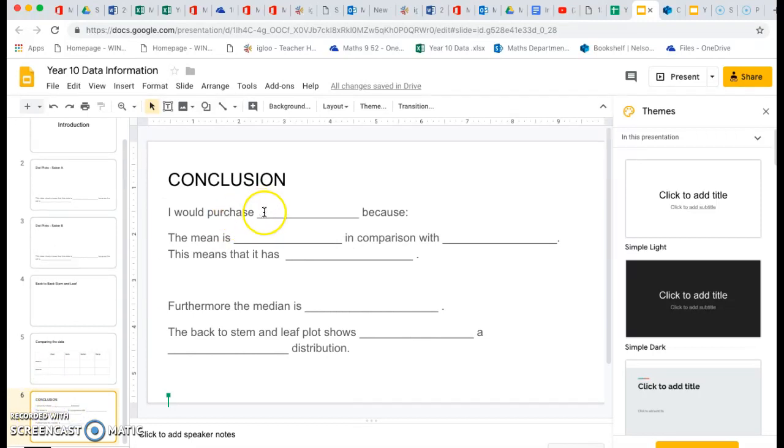And as I said, these are just sentence starters. I would purchase Salon A, because, and reasons. This is sometimes known as justifying. So you have reasons provided by numbers to support your answer.